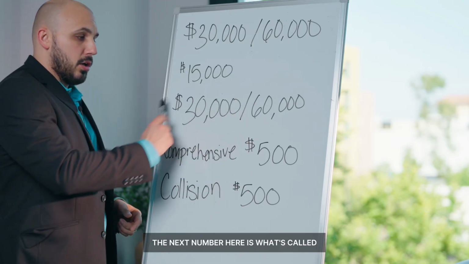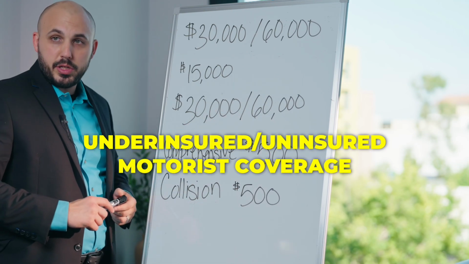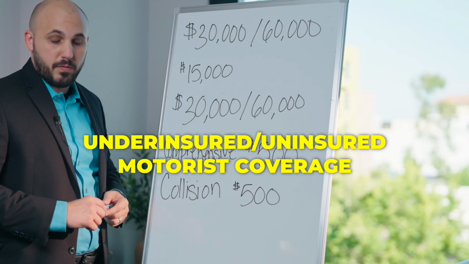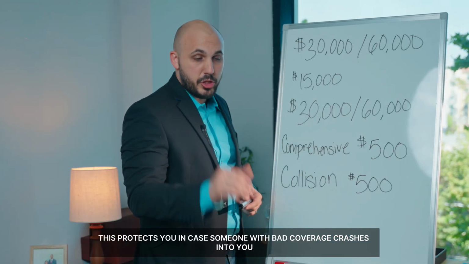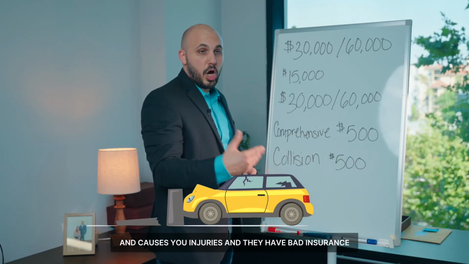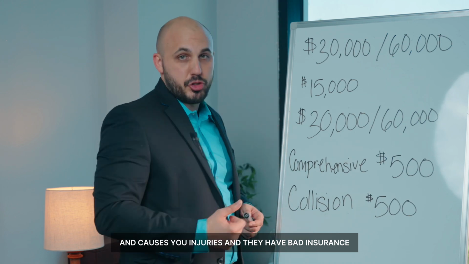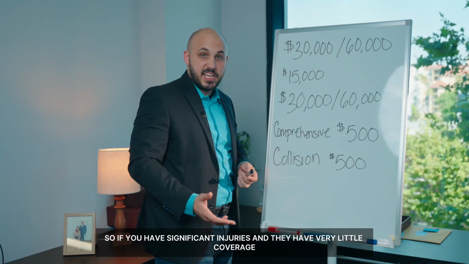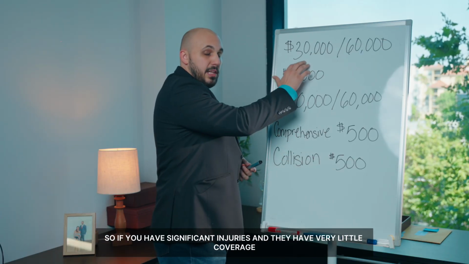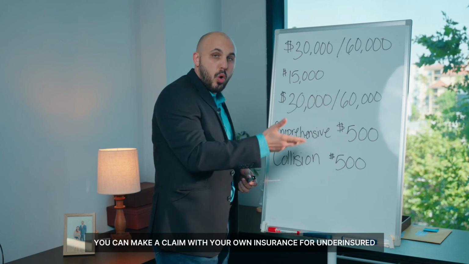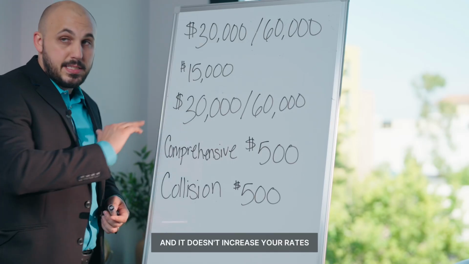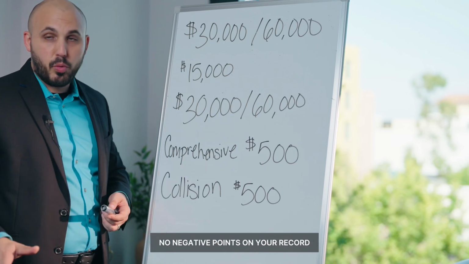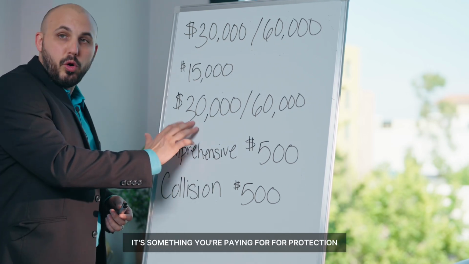The next number here is what's called underinsured and uninsured motorist coverage. This protects you in case someone with bad coverage crashes into you and causes you injuries. If you have significant injuries and they have very little coverage, you can make a claim with your own insurance for underinsured, uninsured motorist benefits, and it doesn't increase your rates, no negative points on your record. It's something you're paying for protection.